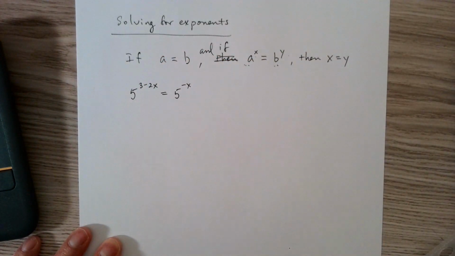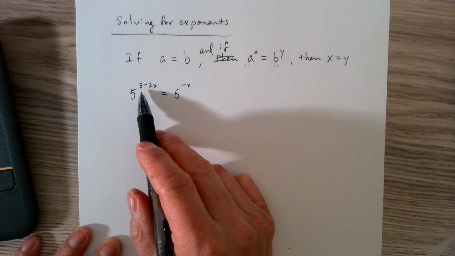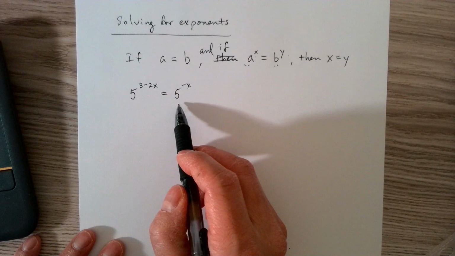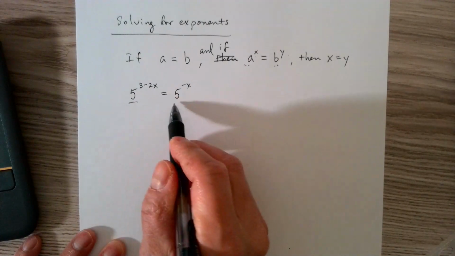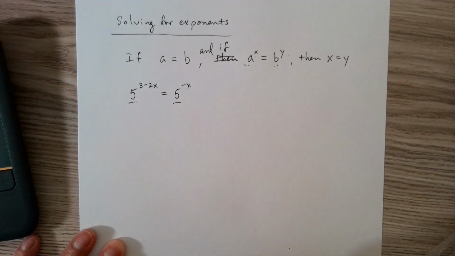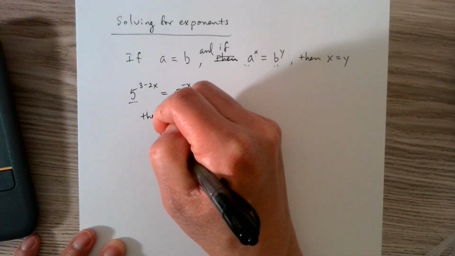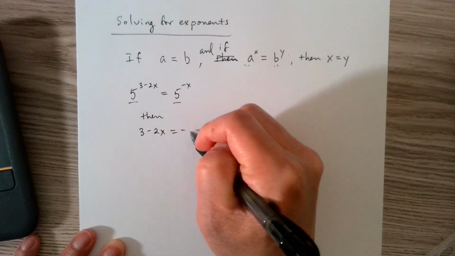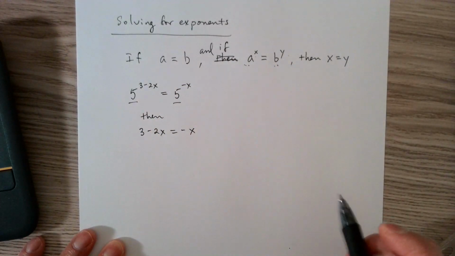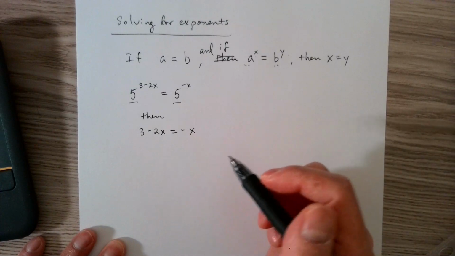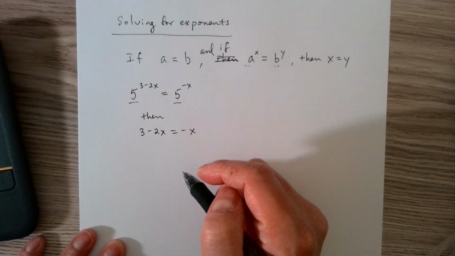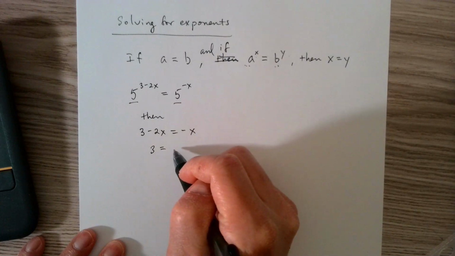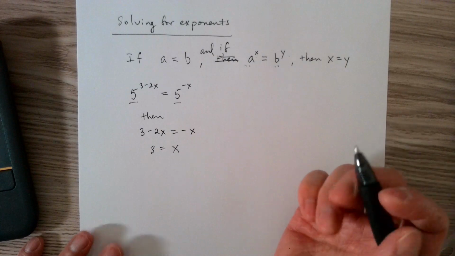So if I'm given this equation, 5 raised to the 3 minus 2x power equaling 5 raised to the negative x power, since these bases are exactly the same, then it is also true that 3 minus 2x equals negative x. And from here, I can solve for x using my OPE theorem. Adding 2x to both sides gives me x equals 3.